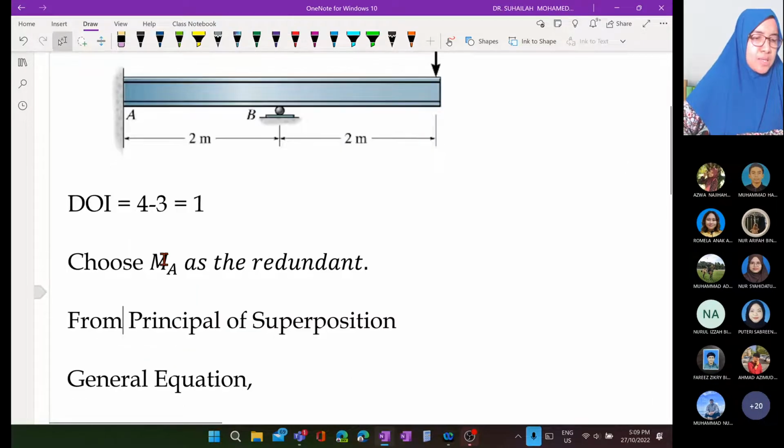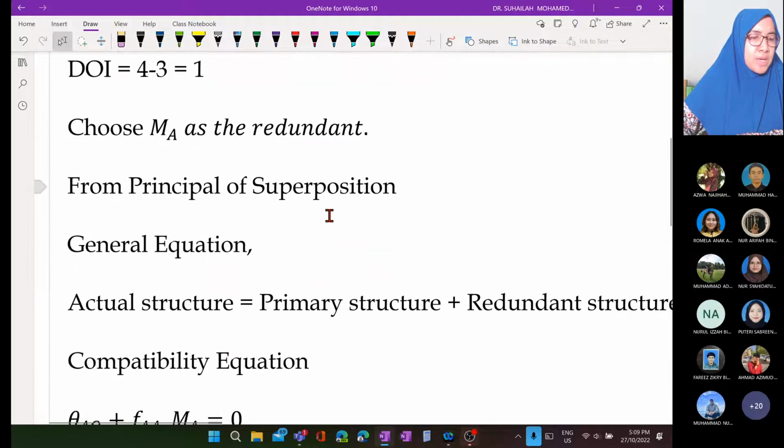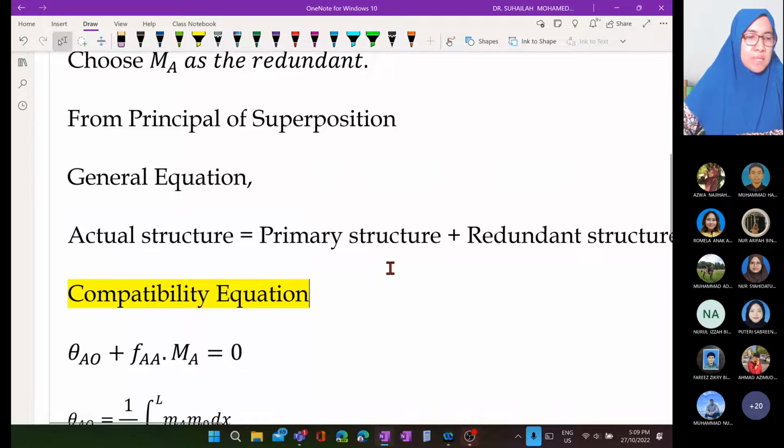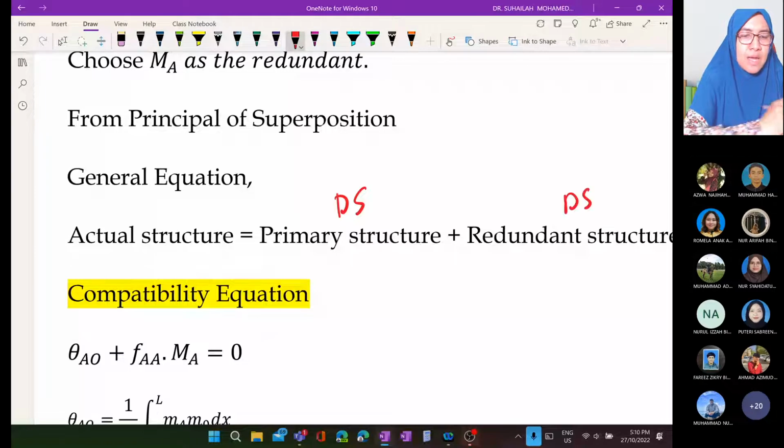So with this redundant, we should be able to write the compatibility equation straight away. And the compatibility equation is based on the principle of superposition, where the general equation is: actual structure equals primary structure plus redundant structure. Actual structure is the indeterminate structure. Primary structure and redundant structure are both determinate structures.